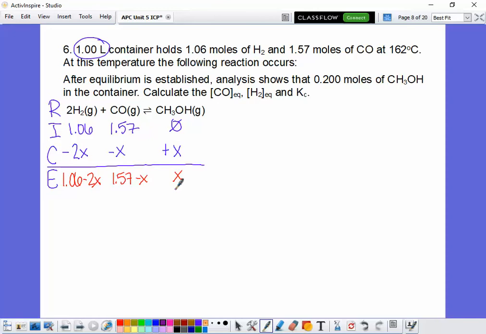In this case, we're told that we have 0.200 moles of methanol at equilibrium in the container. So what does x equal? 0.2, because it's the same container, so it's still 1 liter. So we know that x equals 0.2. It's probably one of the simplest equilibrium RICE tables you're going to see. So if x is equal to 0.2, we can find what H2 and CO's equilibrium concentrations are.